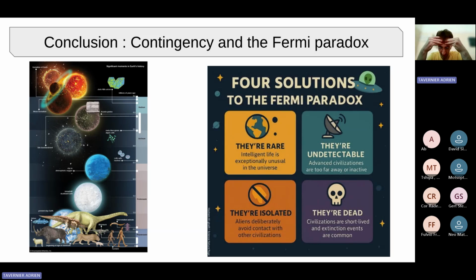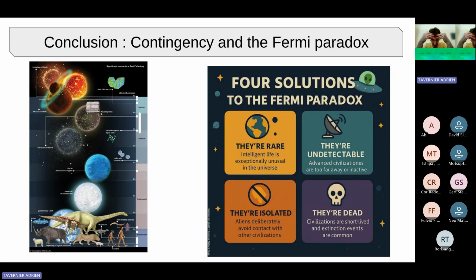Fermi was a physicist of the 20th century who said that, okay, beyond life, if there are other civilizations, why were these civilizations not able to contact humans on Earth? So you have three solutions for this: they are rare, they are undetectable, they are isolated, or they are dead. Most of the reflection in the scientific community is going towards they are dead.